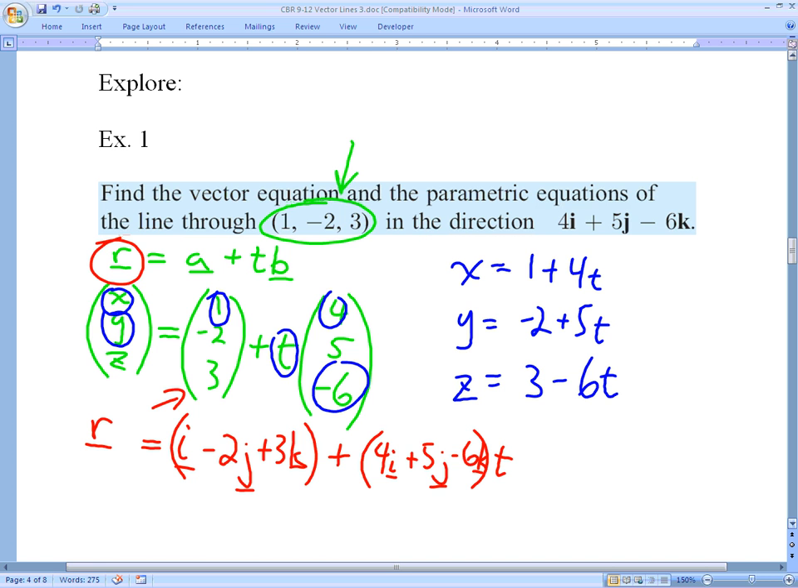Parametric equations. And we've seen uses for those when we're trying to solve systems of equations or set different lines equal when they intersect and things like that.